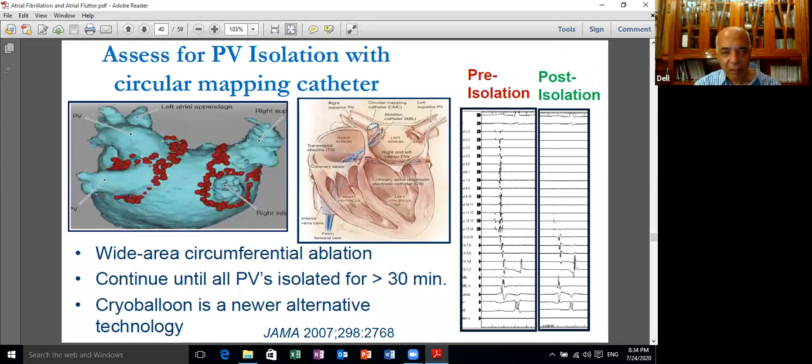People after a while discovered that if you have a gap between these points, I hope the pointer is clear, if you have a gap between these points, then the impulse will escape from the pulmonary veins through this gap. And either the atrial fibrillation will recur or you end up with atrial flutter. And this is a left atrial flutter, which is difficult to ablate. It's not isthmus-dependent atrial flutter.